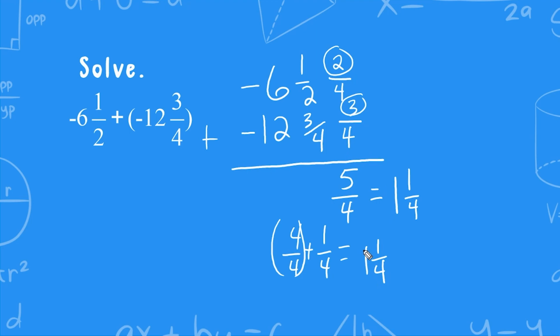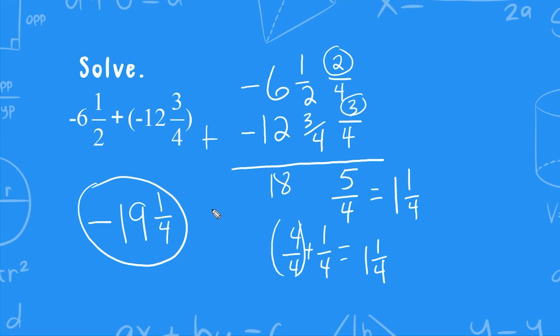Now we're going to take this 1 and add it to the 6 and the 12. Now 6 plus 12 is 18, so we just take 18 and add it to that 1, and that would give us 19. And then we just take this 1/4 and slide it over. Now remember, we added two negative values together, so our answer has to remain negative. So the answer is -19 and 1/4.